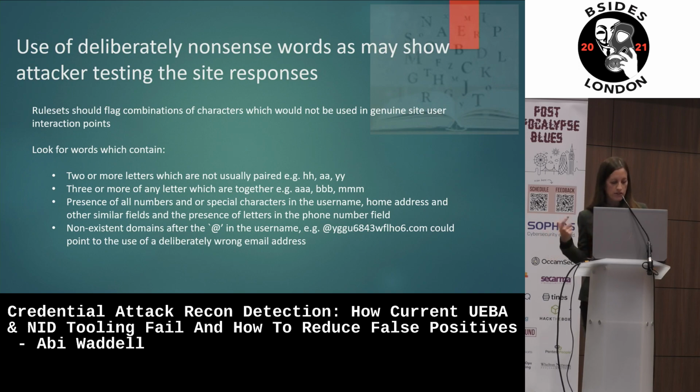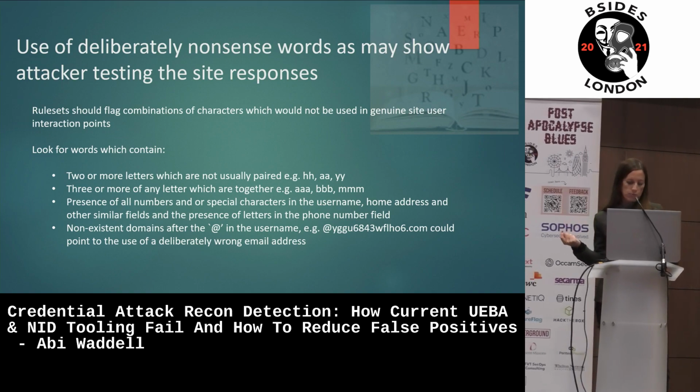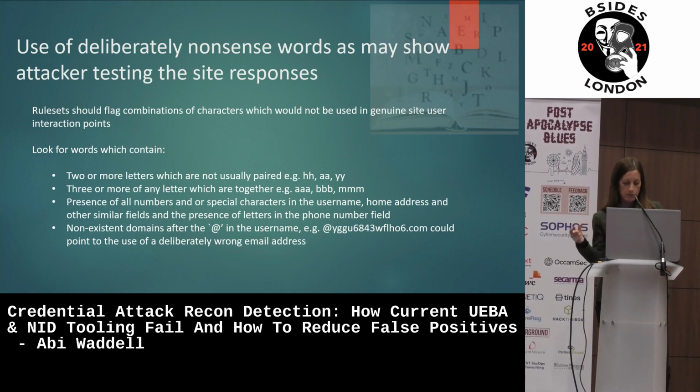And the way to screen such gibberish words is to look for the presence of two or more letters which are not usually paired in the English language, for instance a double Y or HH, and also the presence of three or more of the same letter, for instance AAA or BBB. Also the presence of all numbers in a form field which expects to receive alphabet characters, such as first and last name fields. Nobody has a number in their name. The presence of special characters where they would not be expected, such as a physical address. And the use of non-existent domains after the @ symbol.